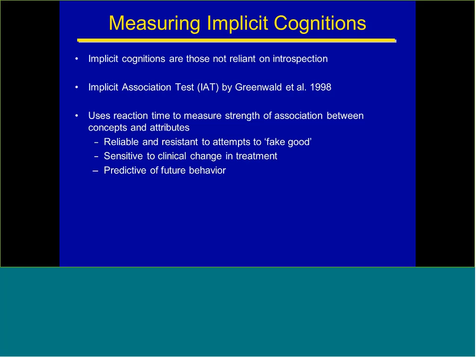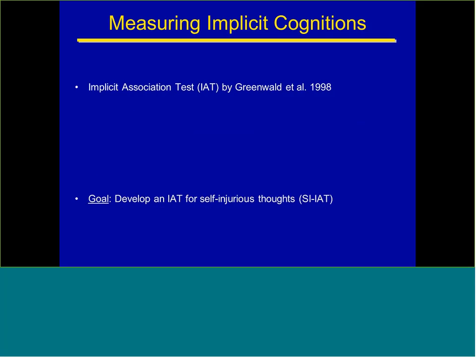Some nice features of this test: it's been shown to be reliable and resistant to attempts to fake good. It's been shown to be sensitive to change in treatment, and predictive of future behavior, such as how you vote or how closely you stand next to someone next to the elevator. What we wondered is, can we break that barrier down and use this advance in psychological science to change the way that we do clinical assessment? And so we developed an IAT for self-injurious thoughts.